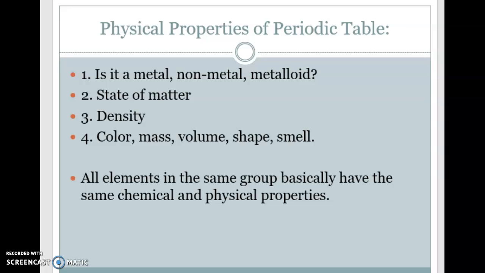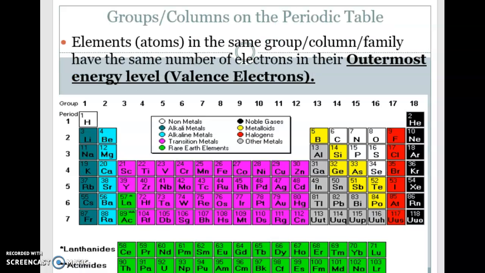Physical properties of the periodic table, we've already looked at some of these. Is it a metal, a non-metal, or a metalloid? What state of matter is it in? For example, as you know, almost all metals are solids. A lot of the non-metals are gases. How dense is the substance? And again, you're going to find that the metals are more dense than the gases. You can also look at color, mass, volume, shape, and smell. And you're going to find out that all elements in the same group, which is your vertical column, basically have the same chemical and physical properties.